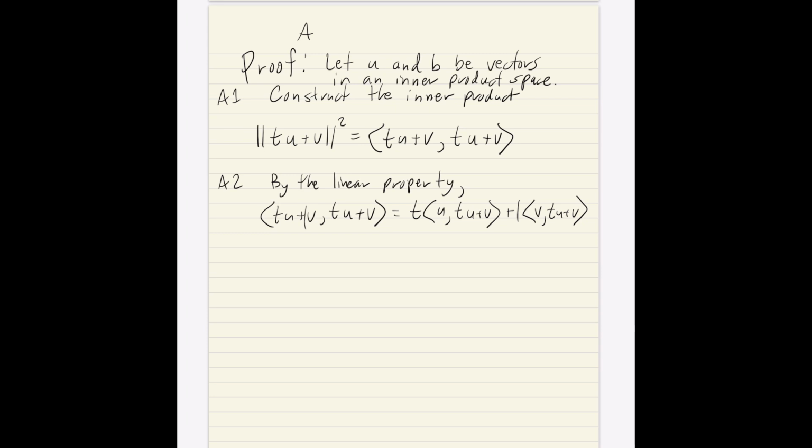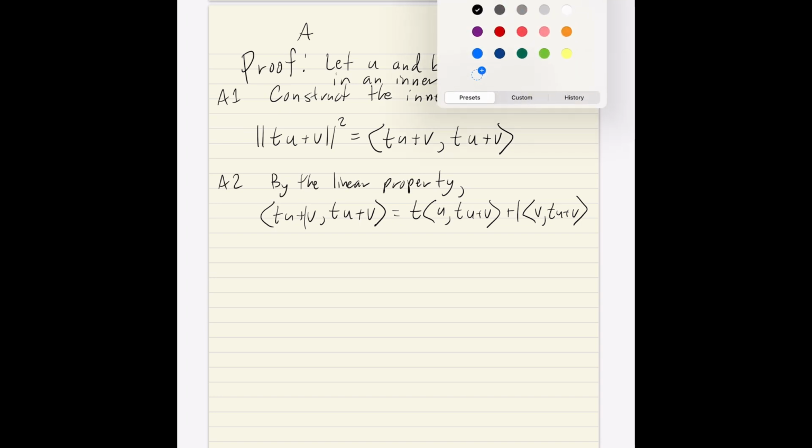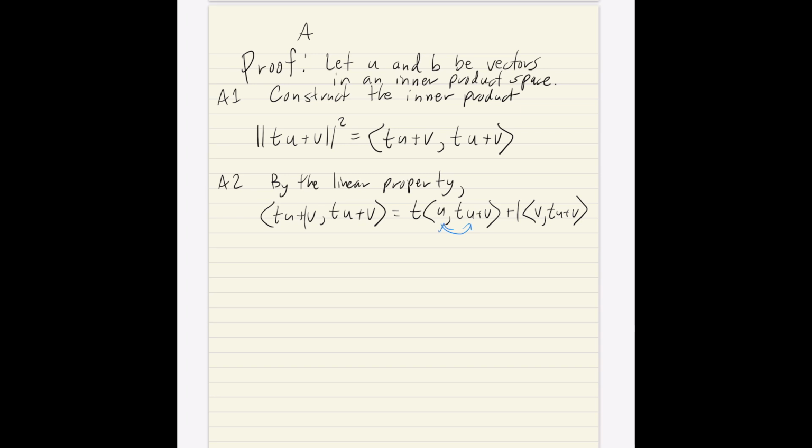Okay, we're going to use the linear property again, but before I do that, I want to switch around the order inside of these inner products. And the reason we can do that is by the symmetric property. By the symmetric property, the previous step is equal to t times the inner product of tu + v and u, plus, we can leave the 1 out there if you want, 1 times ⟨tu + v, v⟩. So all I did was I switched around the two vectors inside the inner product.